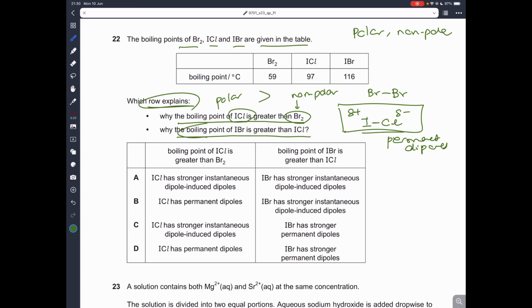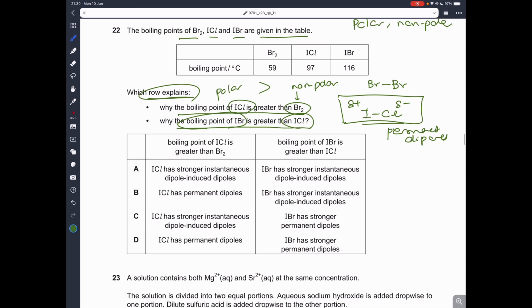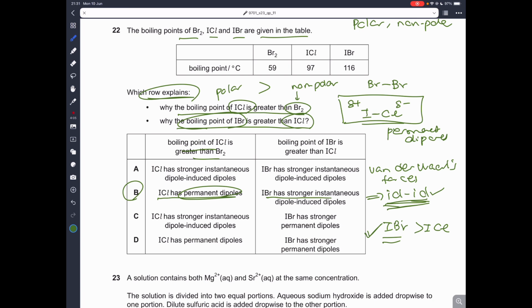Second, why is the boiling point of IBr greater than ICl? Well, for this one, we actually have to think of another kind of force, which is called the Van der Waals force. Specifically, we are talking about the ID-ID force, the instantaneous dipole and induced dipole forces. Because IBr, remember, Br has a higher atomic mass than Cl, so there are more electrons in IBr. This means higher ID-ID force. ID-ID force depends on higher atomic mass and number of electrons. So we can see the one that matches is B, because ICl has permanent dipoles, and IBr has stronger instantaneous dipole and induced dipoles than ICl. They both are, however, polar, so we have to think of another force, which is ID-ID force, one of the Van der Waals forces. Okay, I hope you get this.